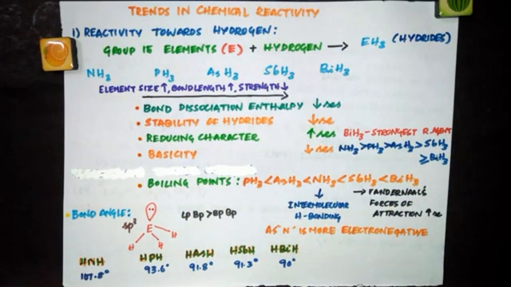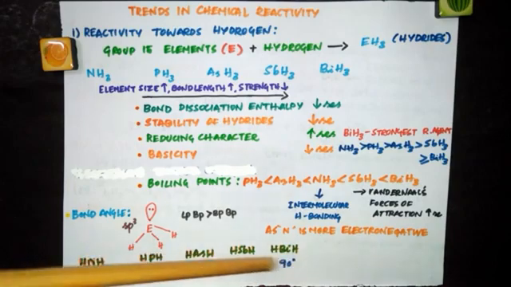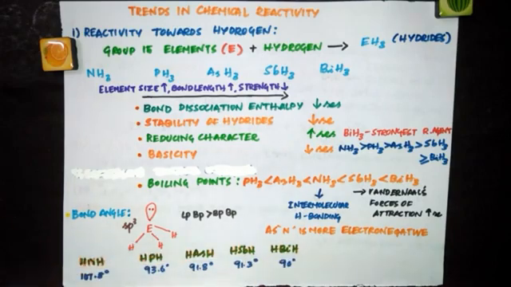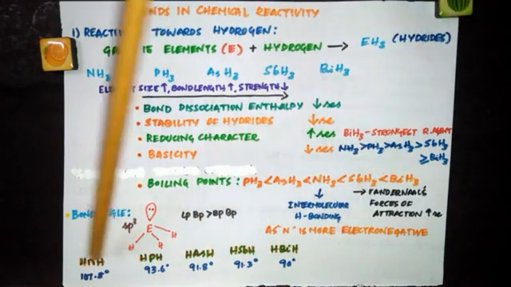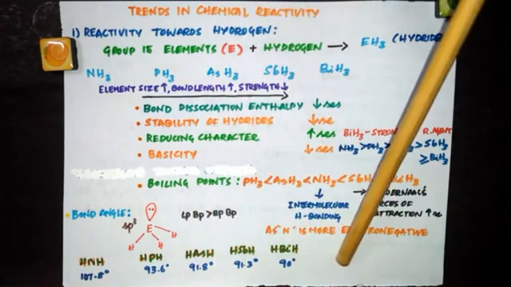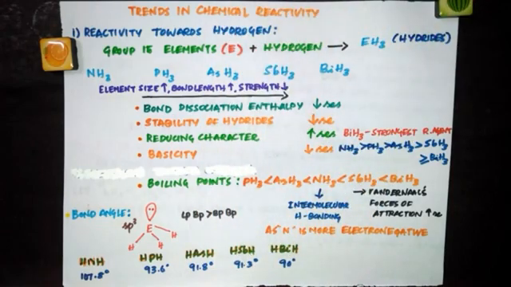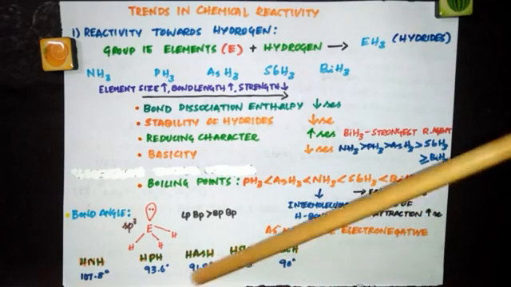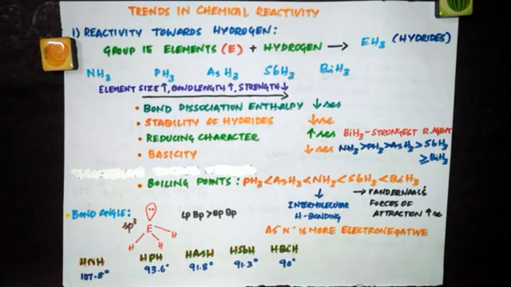So you should understand two things. The bond angle of all these hydrides is less than the expected tetrahedral bond angle. And the second one, the bond angles of all these hydrides are decreasing in this order because of the decrease in electronegativity, the increase in atomic size, and the decrease in force of repulsion between the shared electron pairs.